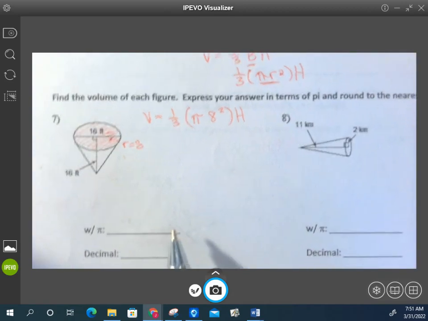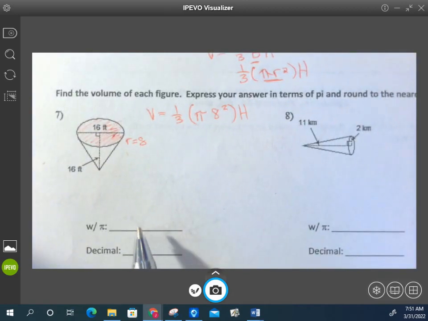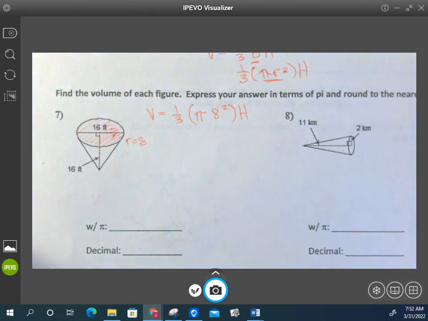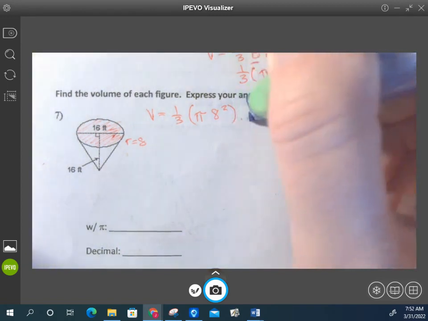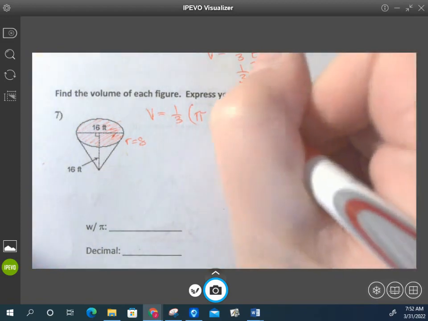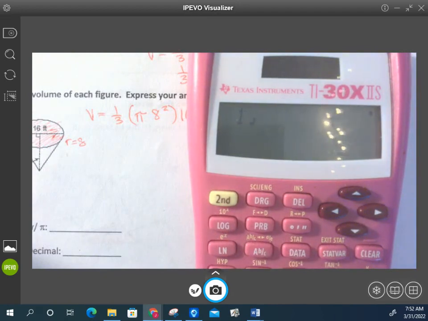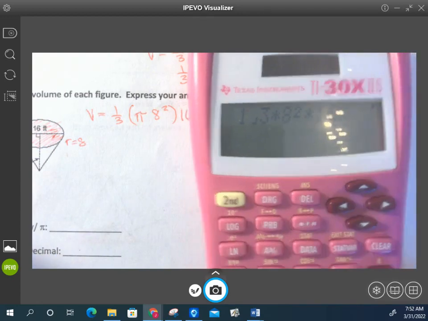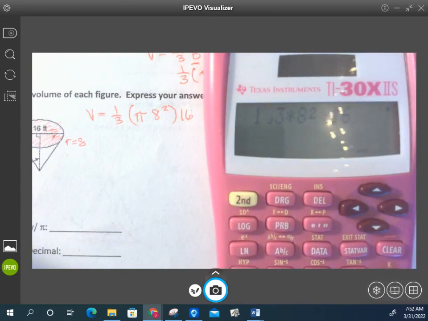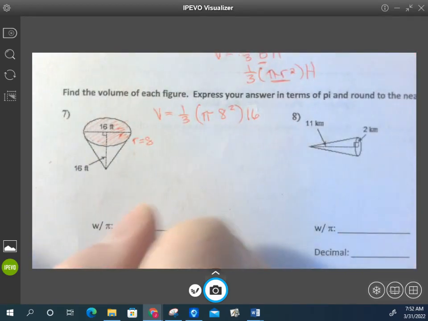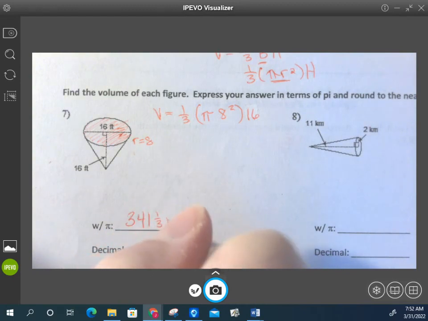Okay, now we want the answer with pi and then the decimal version. So the answer with pi, type in 1/3 times 8 squared. Oh, what's the height? We need to put that in there. 16. All right, type that in your calculator, but don't type in the pi. So 1/3 times 8 squared times 16. And I get 341 1/3. So 341 1/3, yep, and don't forget your pi, and what will we label it?